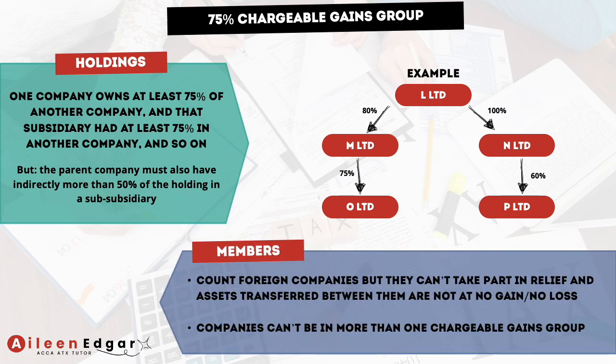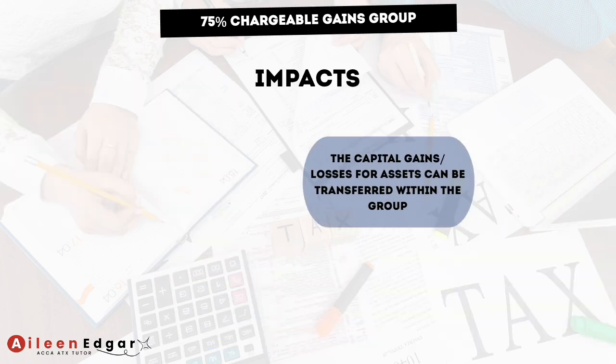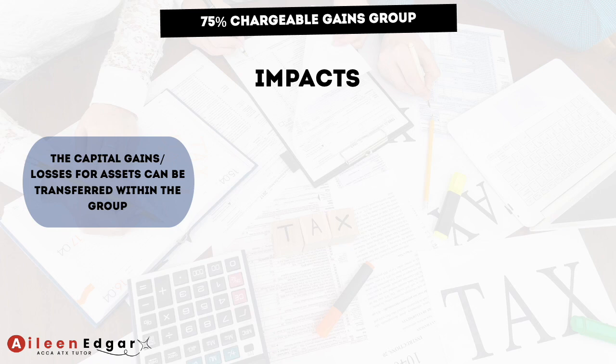Now, are there any restrictions other than what we've seen so far on who can be a member of the group? We do count foreign companies in, but they can't actually take part in the benefits of being in the group. But different to our group relief rules for a chargeable gains group, a company cannot be in more than one chargeable gains group.